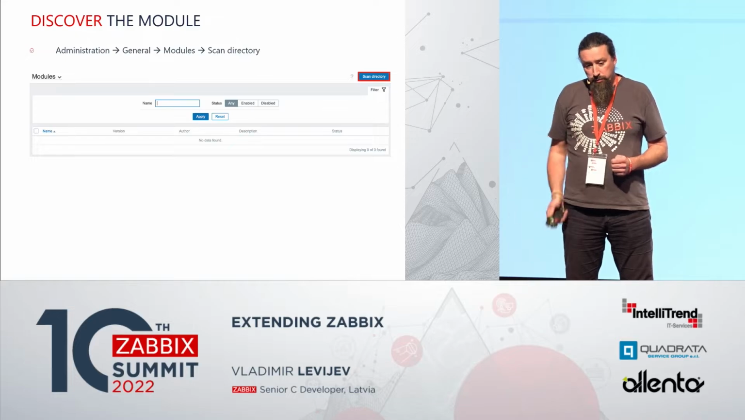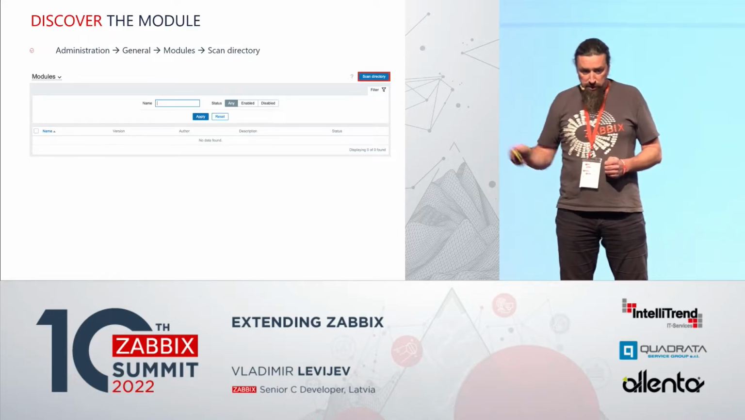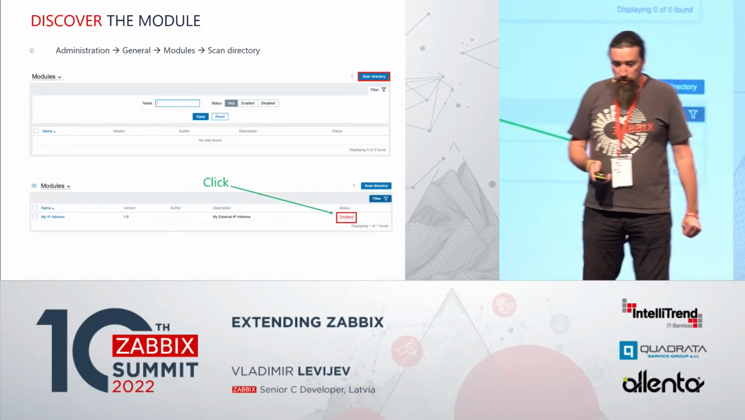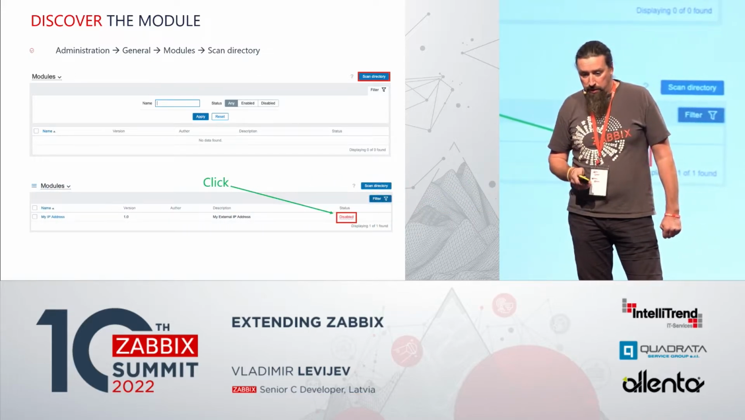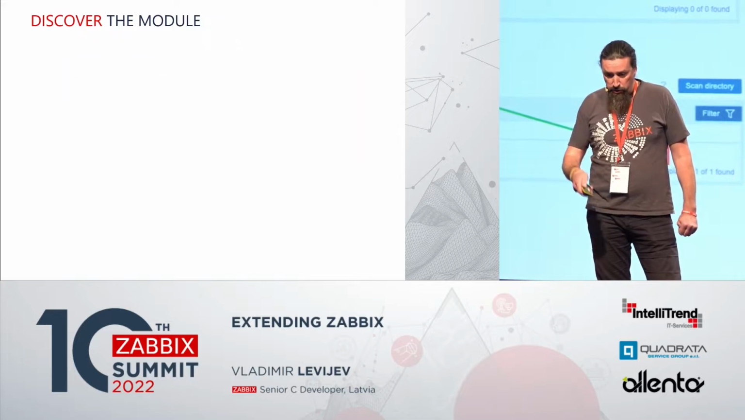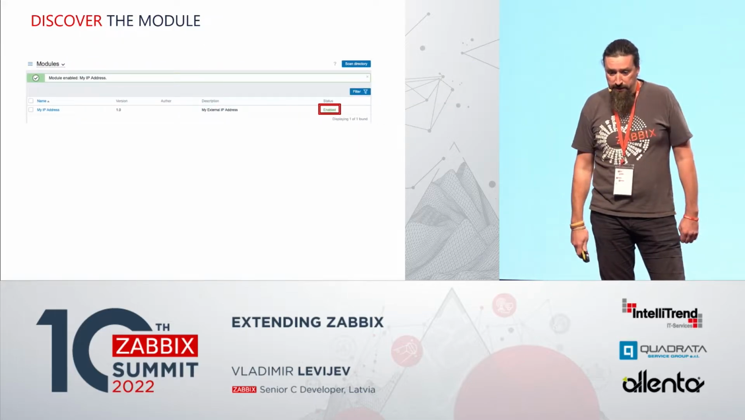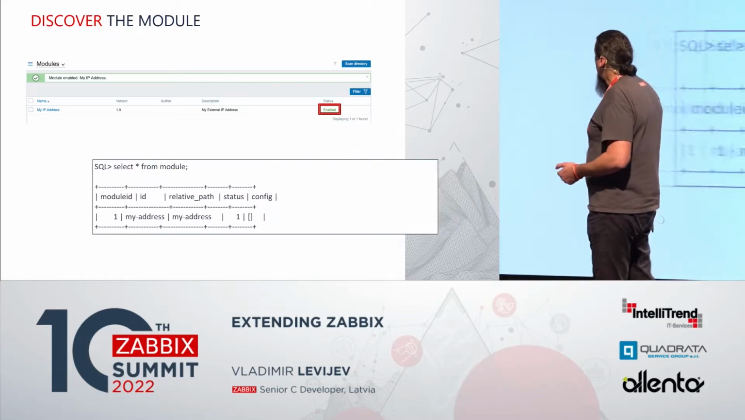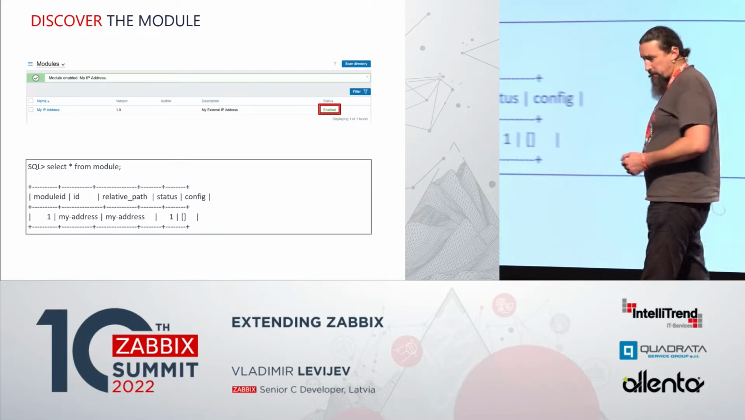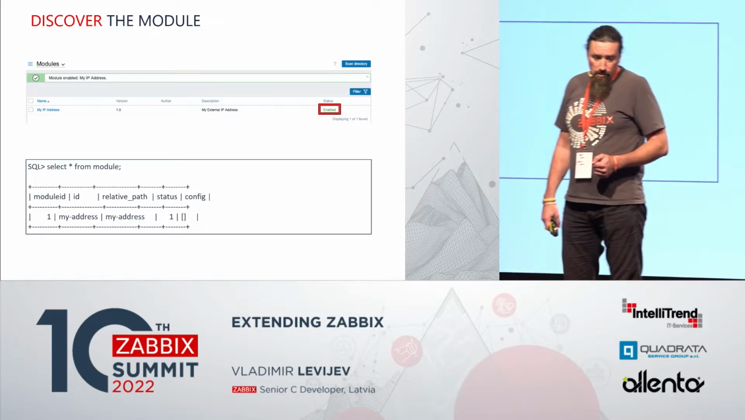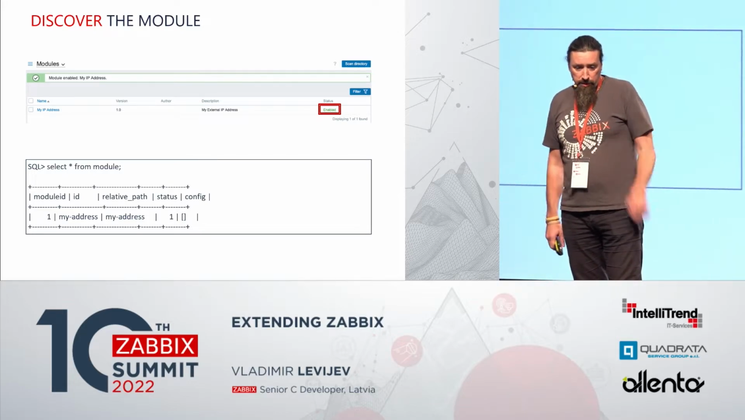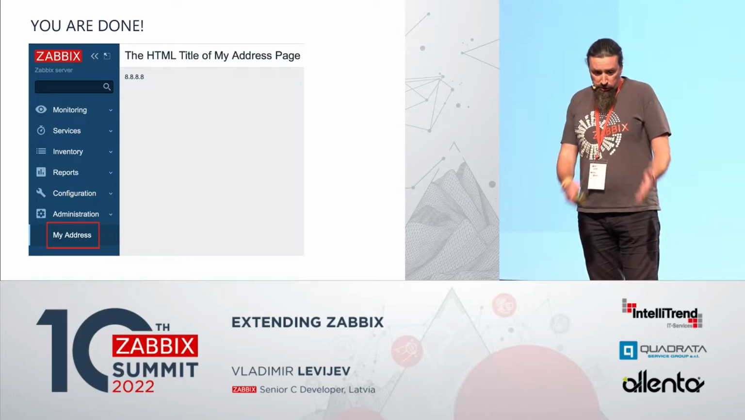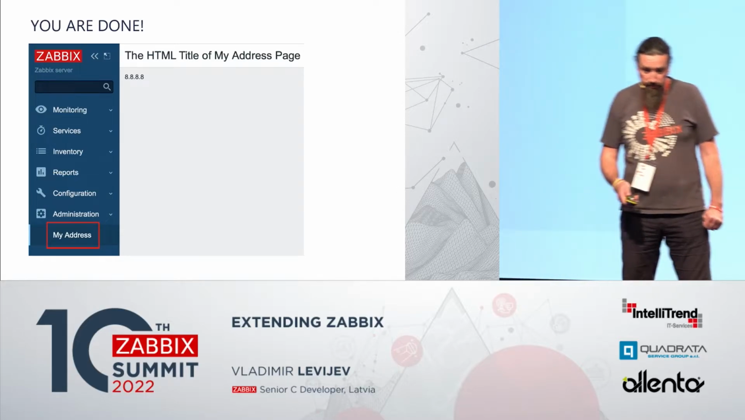So now you discover the module by going to Administration, General, Modules and clicking Scan Directory, and your module must appear in the list in disabled state. You click it, and your module gets enabled. And if you're interested in what happens in the database, just one row is added there with the enabled state. So this is what you should get in the end.